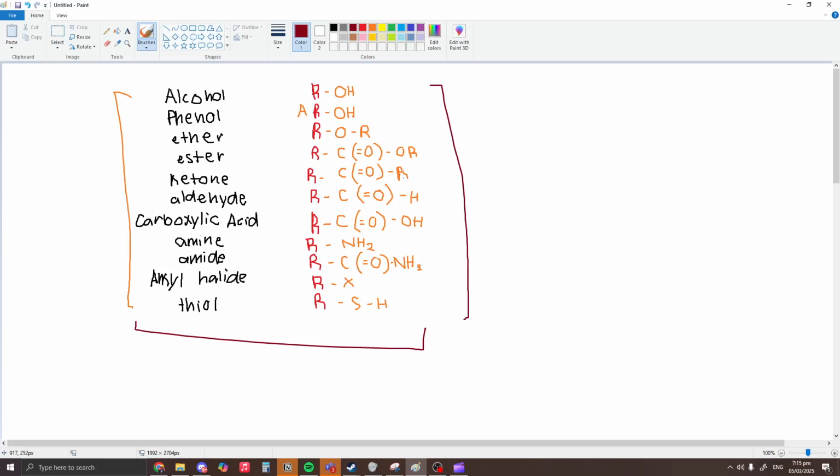After that, we have amine. Now, amine is just R bonded with NH2. Now, amide, we have R bonded with carbon that is double bonded with oxygen that also has NH2 bonded with the carbon. Now, after that, we have alkyl halide, which is this R and then X. And then the X is actually the fluorine, bromine, chlorine, all of that. Now, thiol is really easy. It's just RSH.